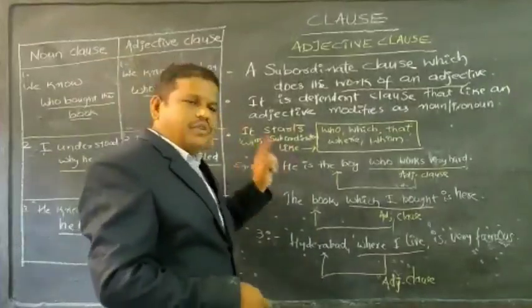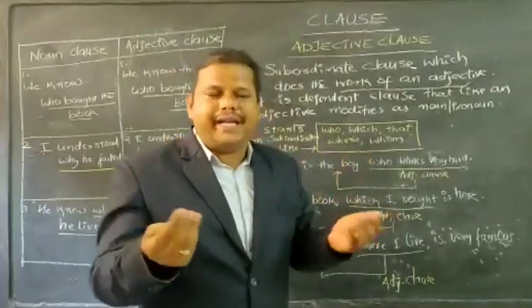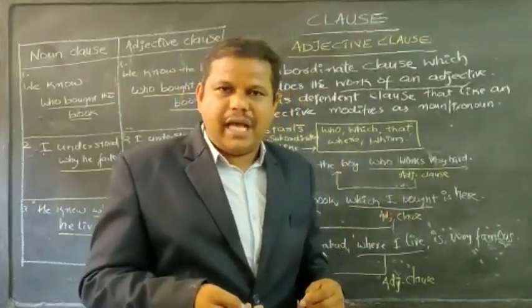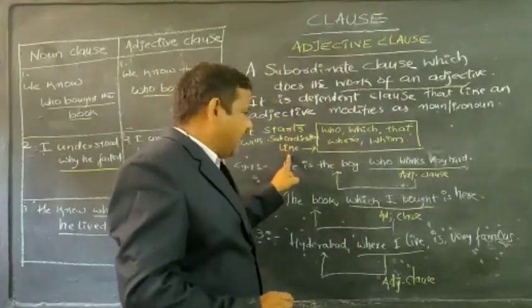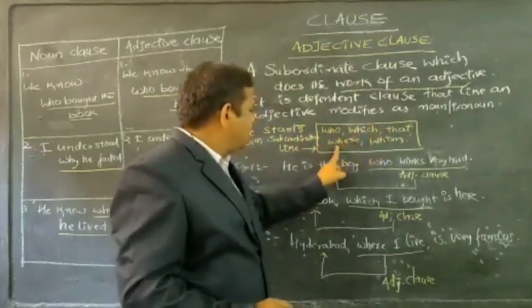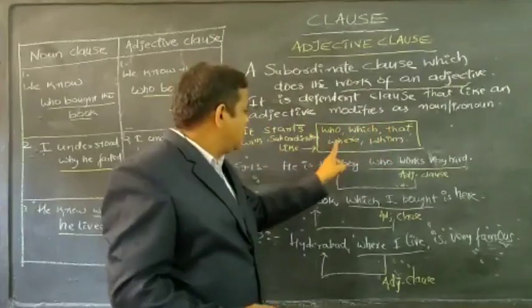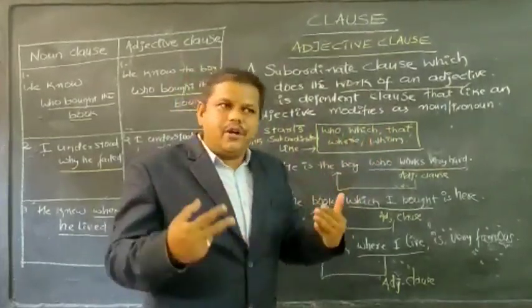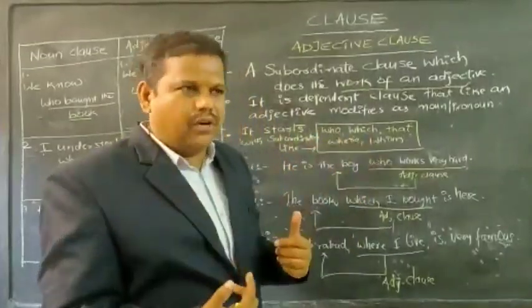Before going to the examples, what are the different subordinators used if you want to write with the adjective class? There are a few subordinators. It starts with subordinators like who, which, that, where, and whom. By these subordinators, we are going to write the adjective classes. So, take one example, how it looks.